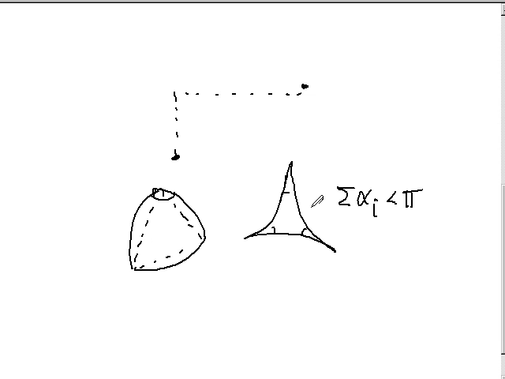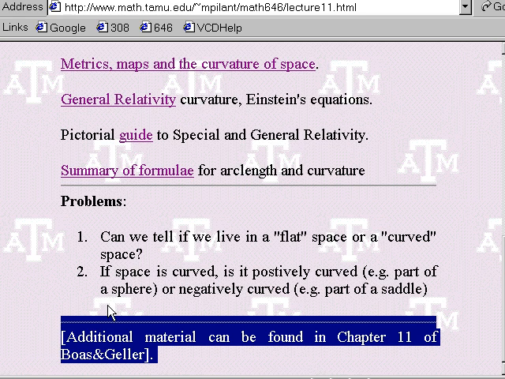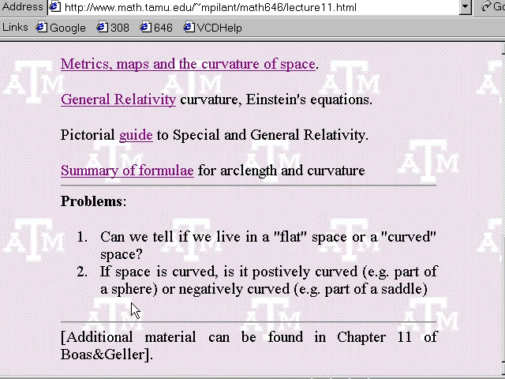Or are they kind of on a sphere, are they bigger than this? So whether they're pinched in or pinched out, this is the curvature that is negative, and this is curvature which is positive. So this is spherical geometry, and this would be hyperbolic geometry. Can we tell that in our three-dimensional space? And if the space is curved, is it positively curved, negatively curved?